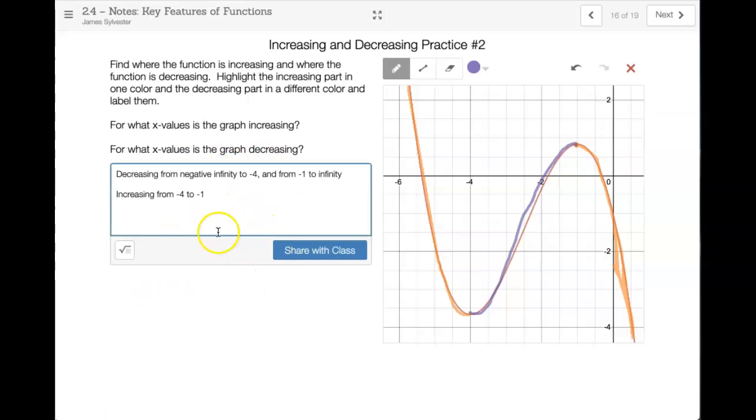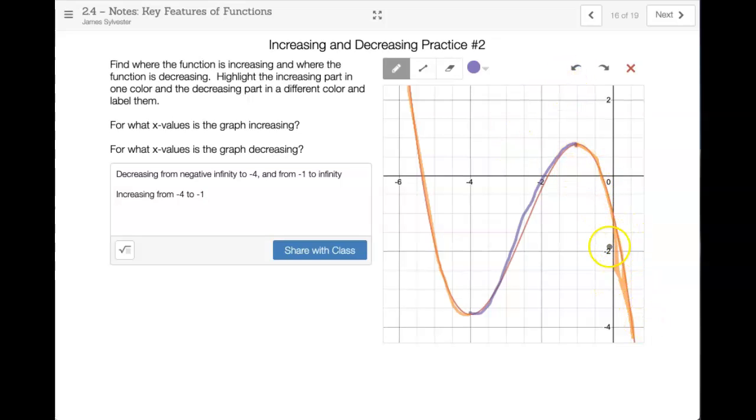So I went ahead and answered in words where it's decreasing. It's decreasing from infinity. Remember, infinity is that way on the x-axis, left. It's decreasing from infinity all the way to negative 4. That's what I say here. And then it's also decreasing again from negative 1 to infinity. This is negative 1 right here, negative 1. So from negative 1 to infinity, whoops, didn't mean to do that.